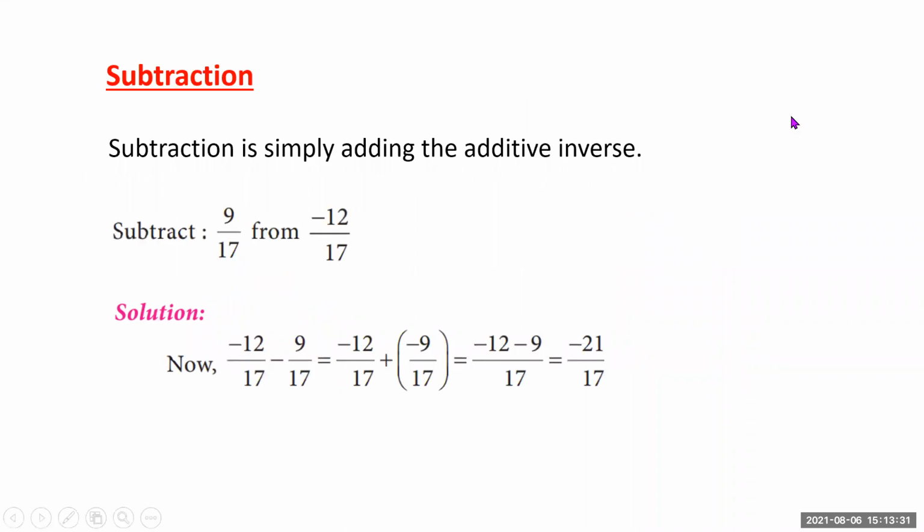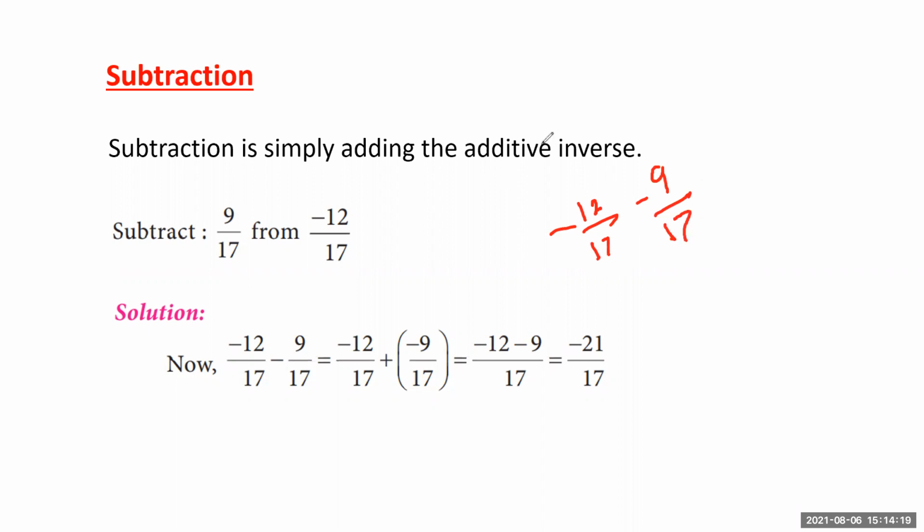Okay, so look at the subtraction now. Subtraction is simply adding the additive inverse of the given number. So let us say we have a question like this: subtract 9 by 17 from minus 12 by 17. That means I have to, from minus 12 by 17, subtract 9 by 17. That is what the sum is.